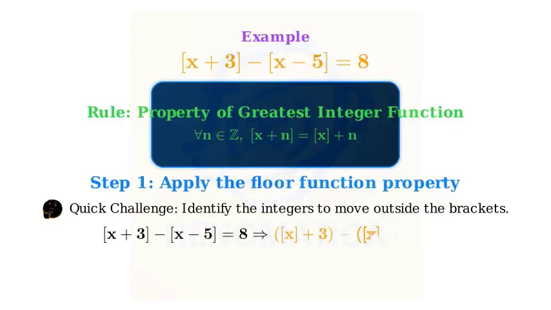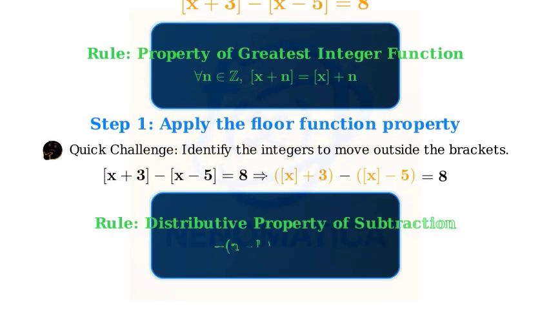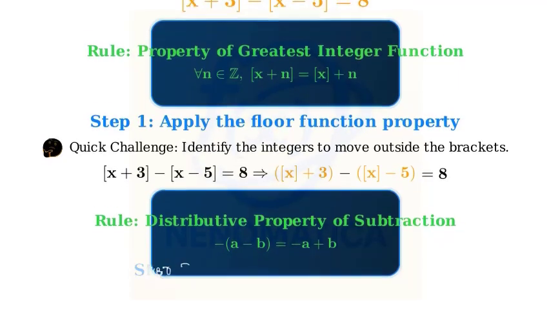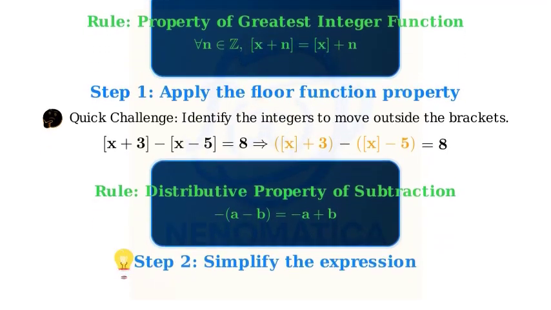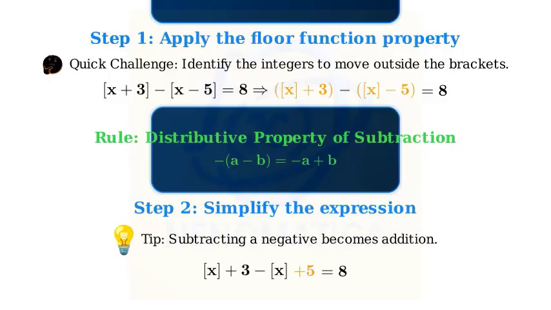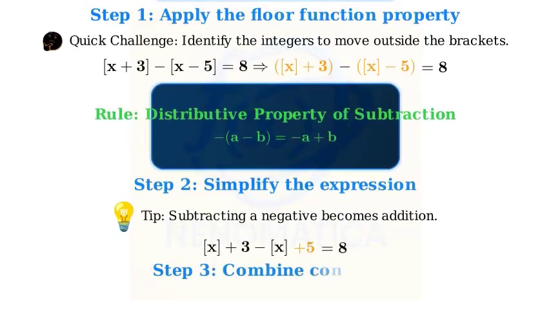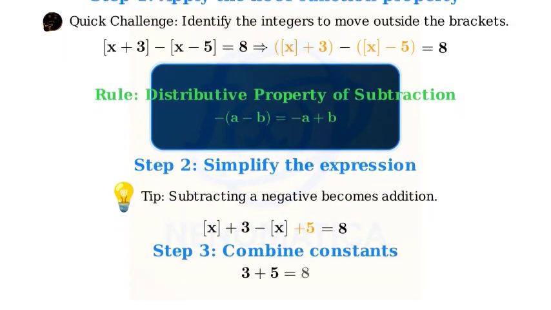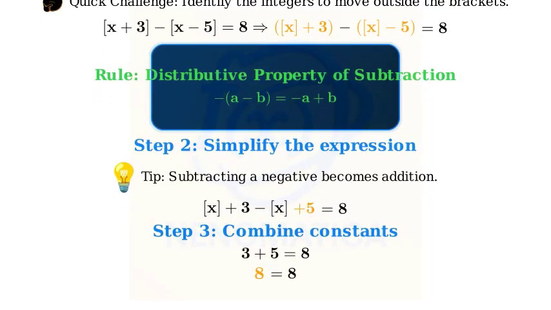Now, apply the rule to transform both floor terms. Step 2. Use the distributive property of subtraction to remove parentheses carefully. Remember, minus open parenthesis, a minus b close parenthesis equals negative a plus b. Now we simplify and combine the terms. Step 3. Combine constants. The floor of x and negative floor of x cancel to 0. We are left with 3 plus 5 equals 8, which simplifies to 8 equals 8.